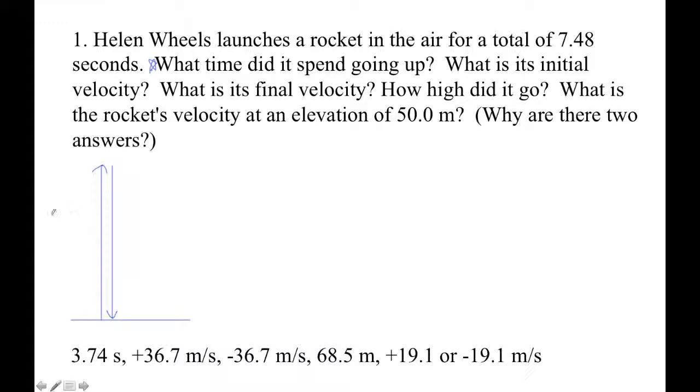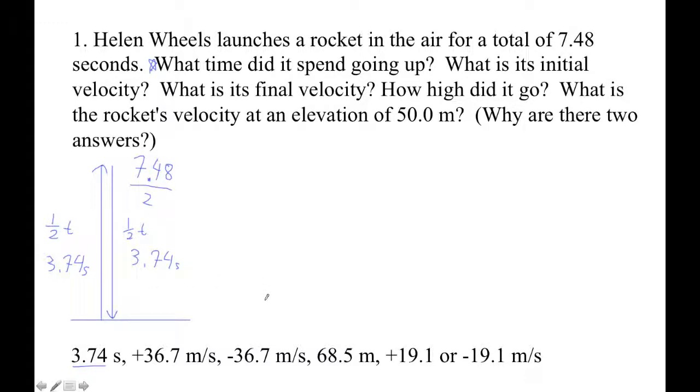Well, it's going to spend half the time up, and half the time going down. So the answer to that is 7.48 cut in half. And this is what you always do: if somebody tells you that it's in the air for a certain amount of time, the simplest thing to do is just cut that in half. So 7.48 divided by 2 is 3.74 seconds. So it's 3.74 seconds up, 3.74 seconds down.